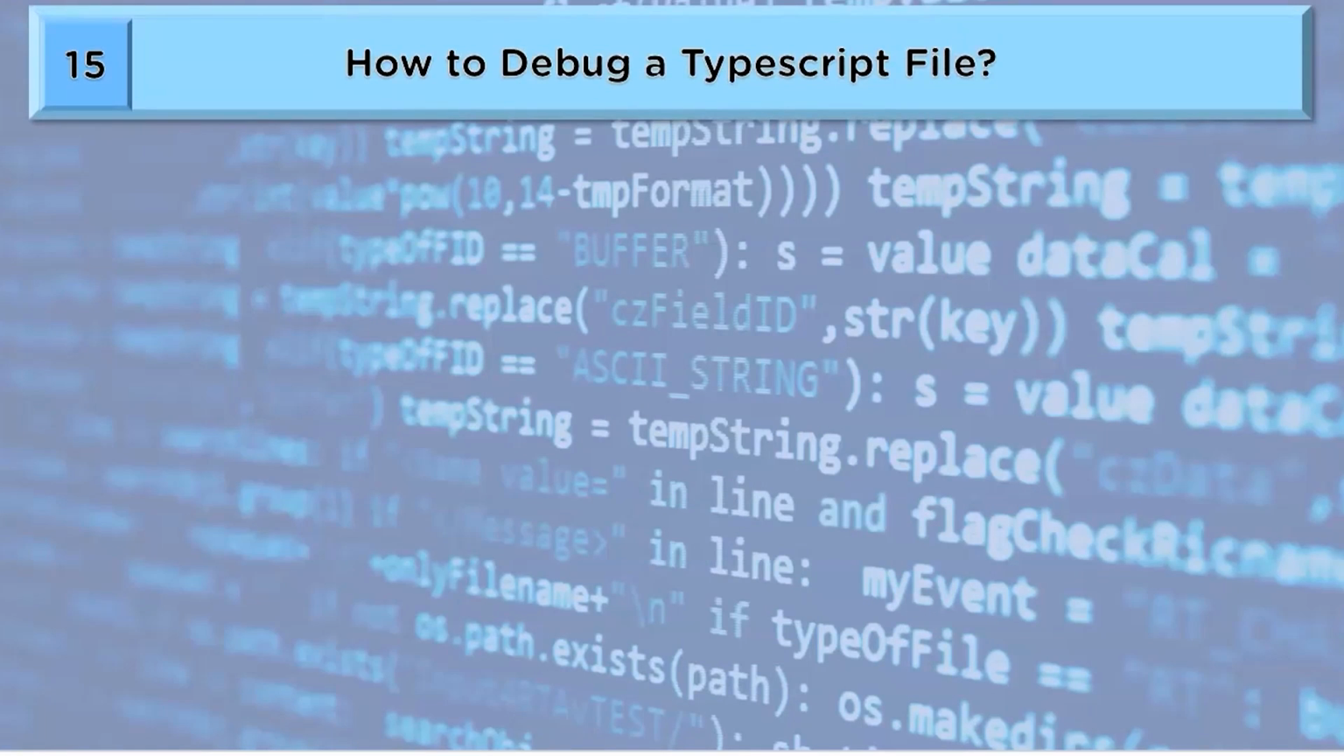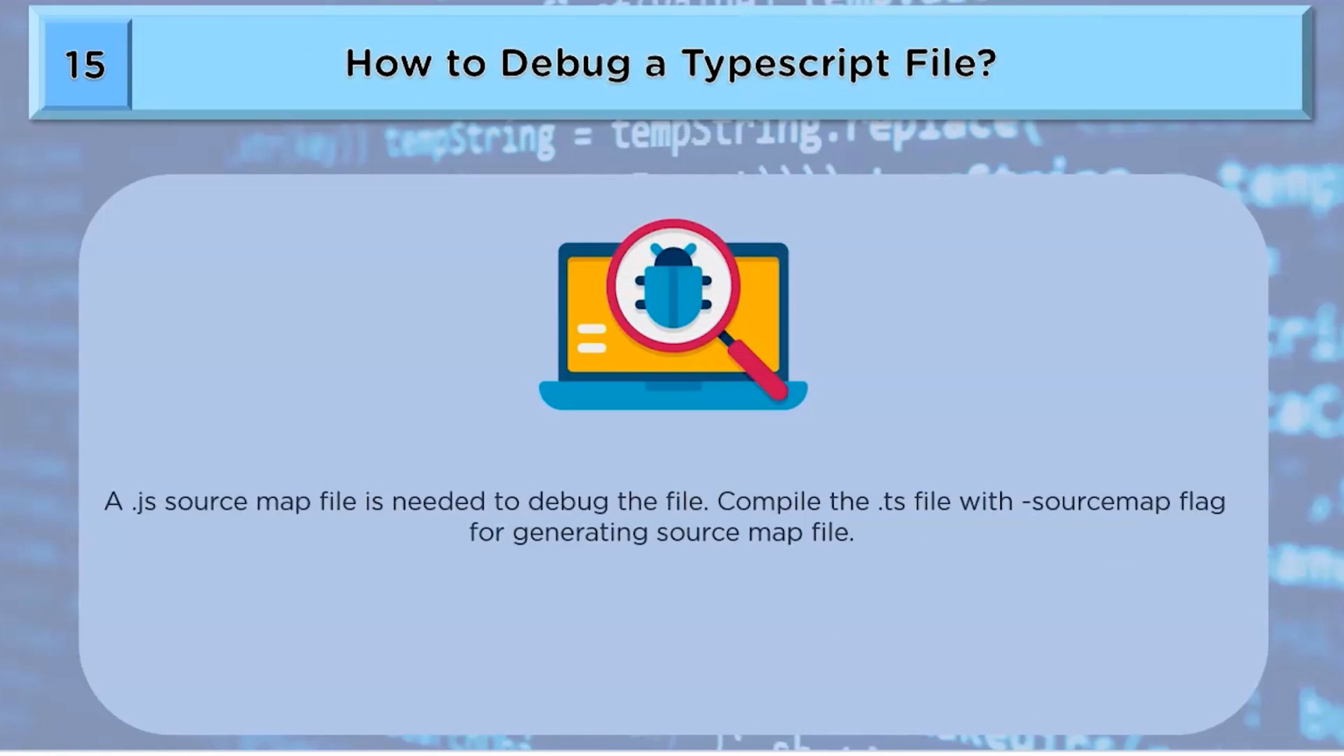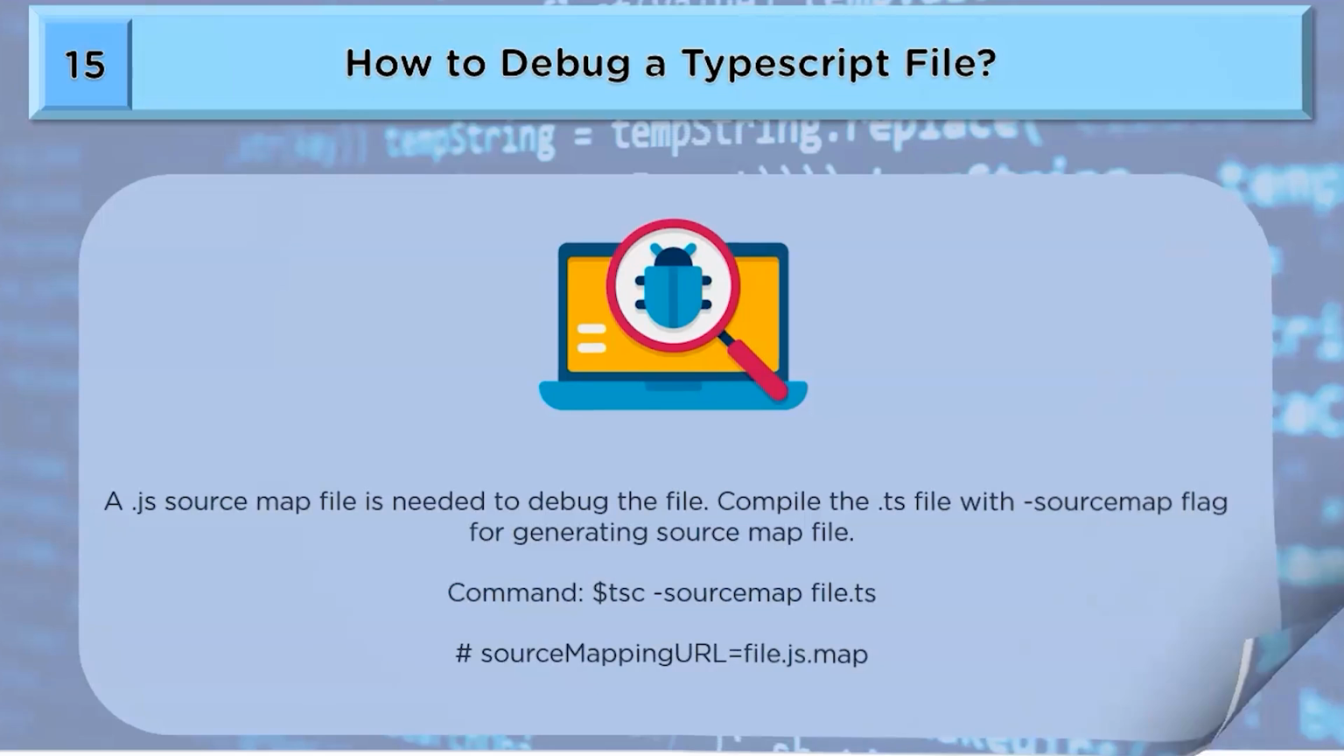How to debug a TypeScript file? To debug a TypeScript file, a .js source map file is needed. Compile the .ts file with the source map flag for generating the source map file. Use the command tsc --sourceMap file.ts. sourceMappingURL is equal to file.js.map.